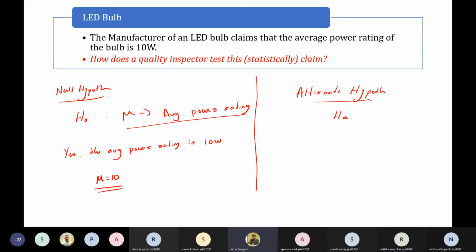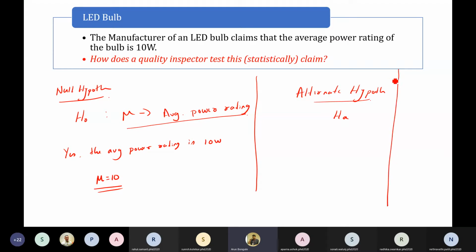I have to physically go and select a particular sample out of the lot. If you have some 1000 bulbs, for all the bulbs you cannot carry out the testing. That's why we go for a statistical method, which will be a representation of the complete lot. I'll select a particular sample, say 10 bulbs out of the 1000, or 50 bulbs out of the 1000. Then I'll carry out experimentation to find out what is the power rating of each of the bulbs.